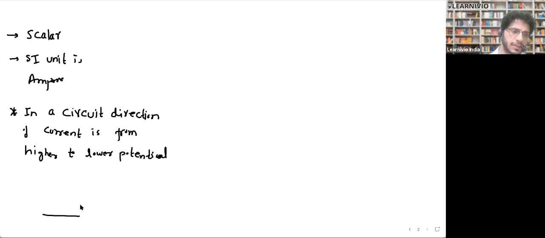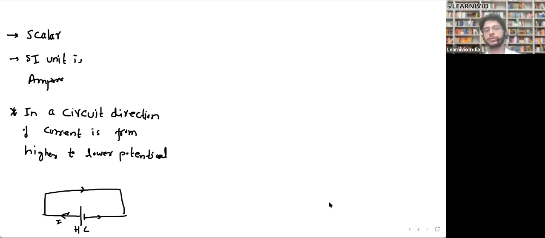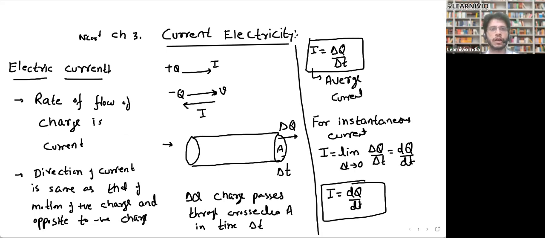Means if I take this cell and this is the wire, then this is at higher potential and this is at lower potential. So this will be the direction of current. So this is how the current moves from the higher potential to the lower potential. Just note it down and tell me if you have any doubt.